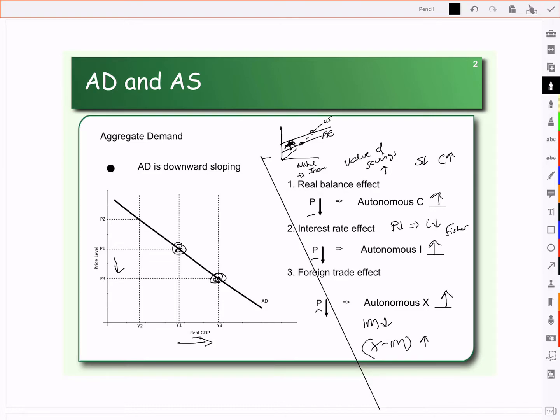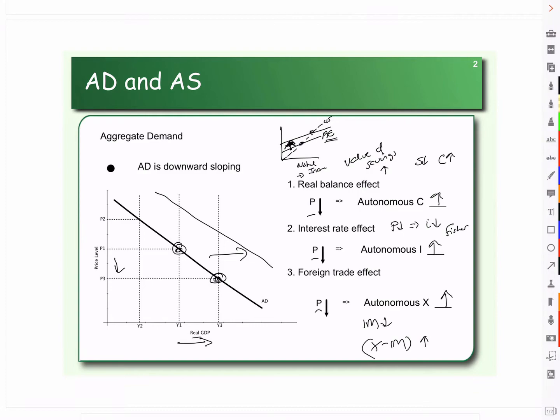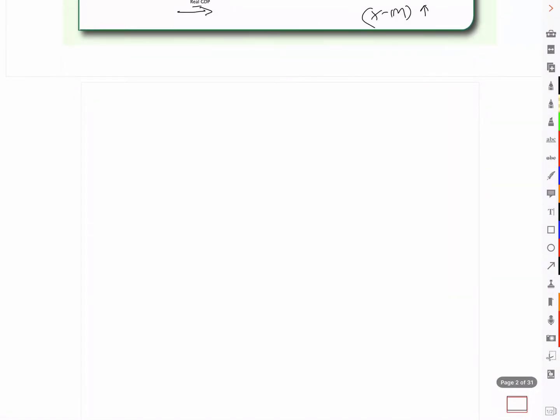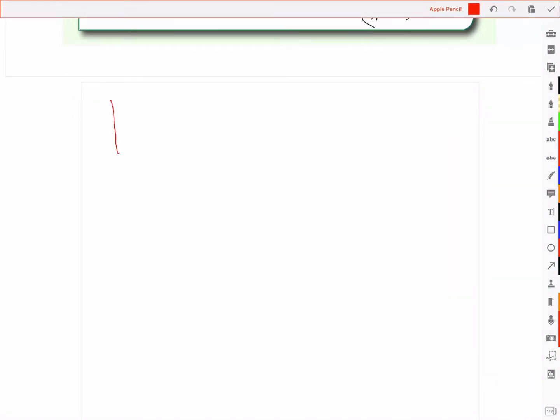Now, let's look at what would cause the aggregate demand curve to shift. So what are the determinants of aggregate demand? Well, the determinants of aggregate demand are those same things that were changing autonomous aggregate expenditures. So let's make a list here. All right, so we want to know what will cause aggregate demand to shift.